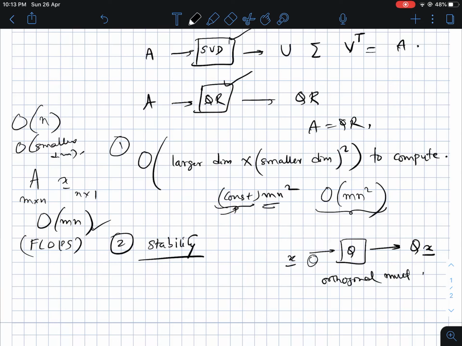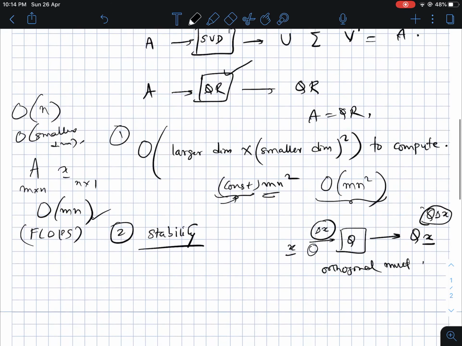Because even if there is a perturbation in the input, let's say there is a delta x perturbation at the input, that gets multiplied as Q delta x at the output, and the norm of Q delta x is the same as the norm of delta x because Q is orthogonal. We discussed this in the first segment, right? Orthogonal matrices don't amplify errors. Okay, fine. So stable algorithms are desirable.